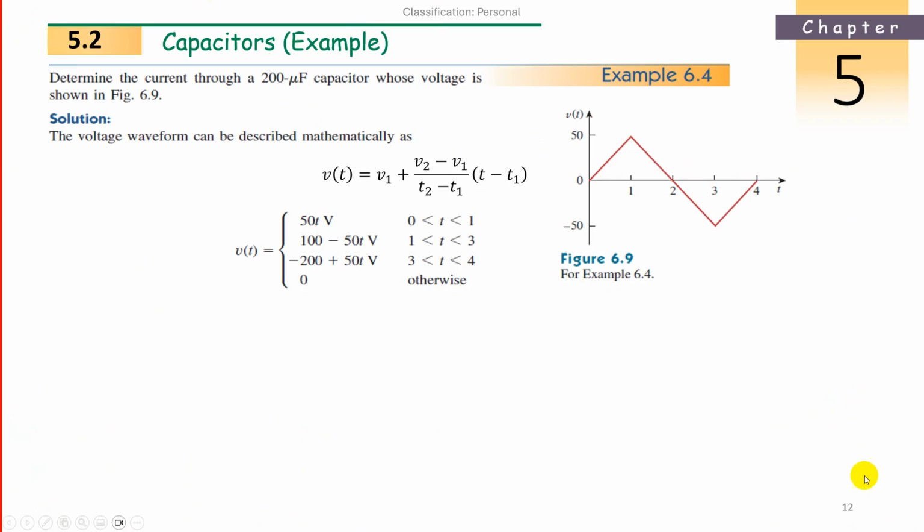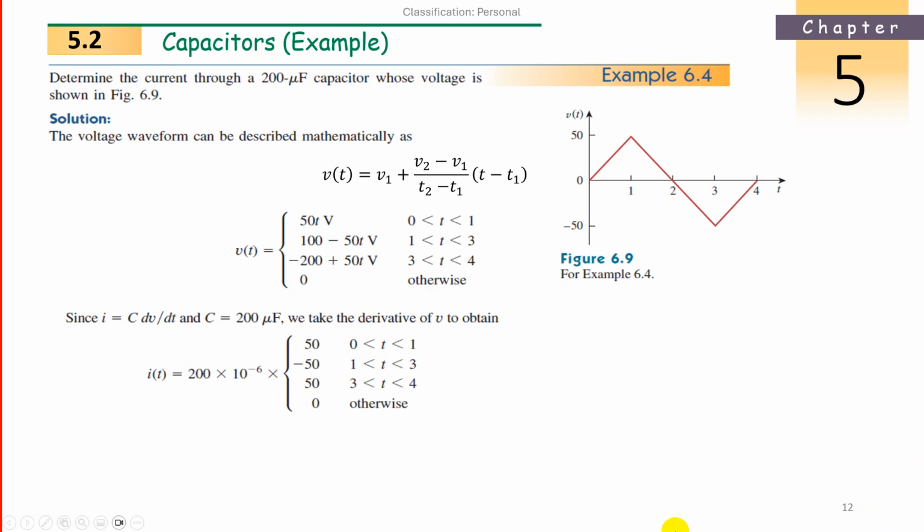Now we need the current. First we have to know what is voltage. Then only we go for the current. So current is given by I is equal to C dV by dt. I equal to C dV by dt. C is equal to 200 microfarads, already given. Now C dV by dt.